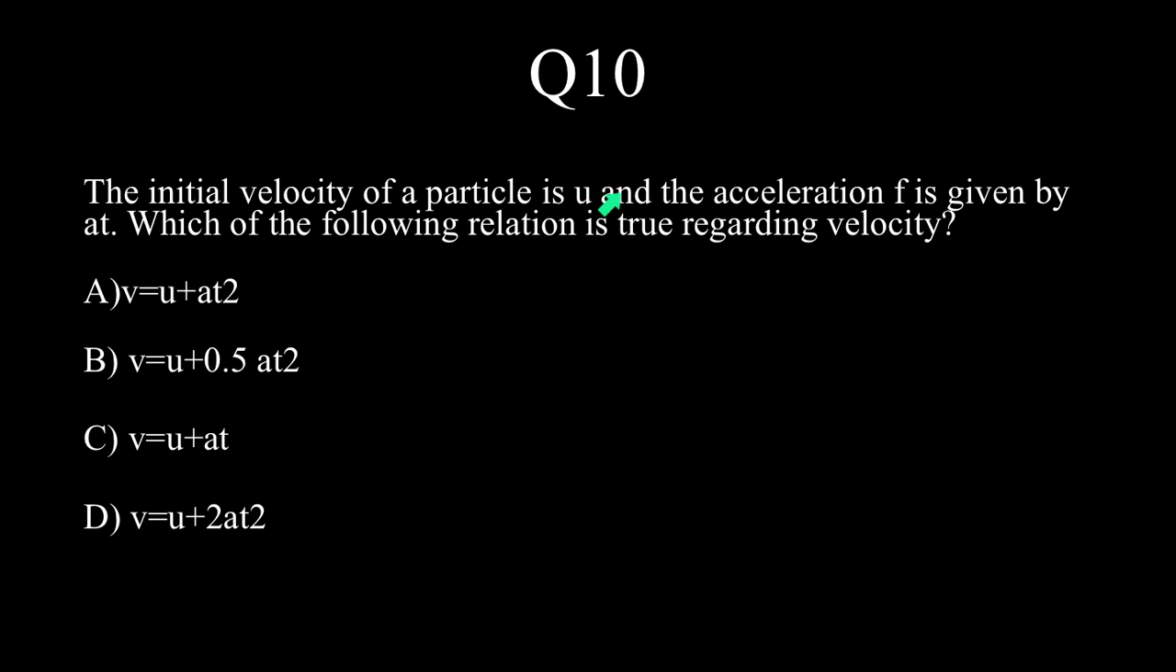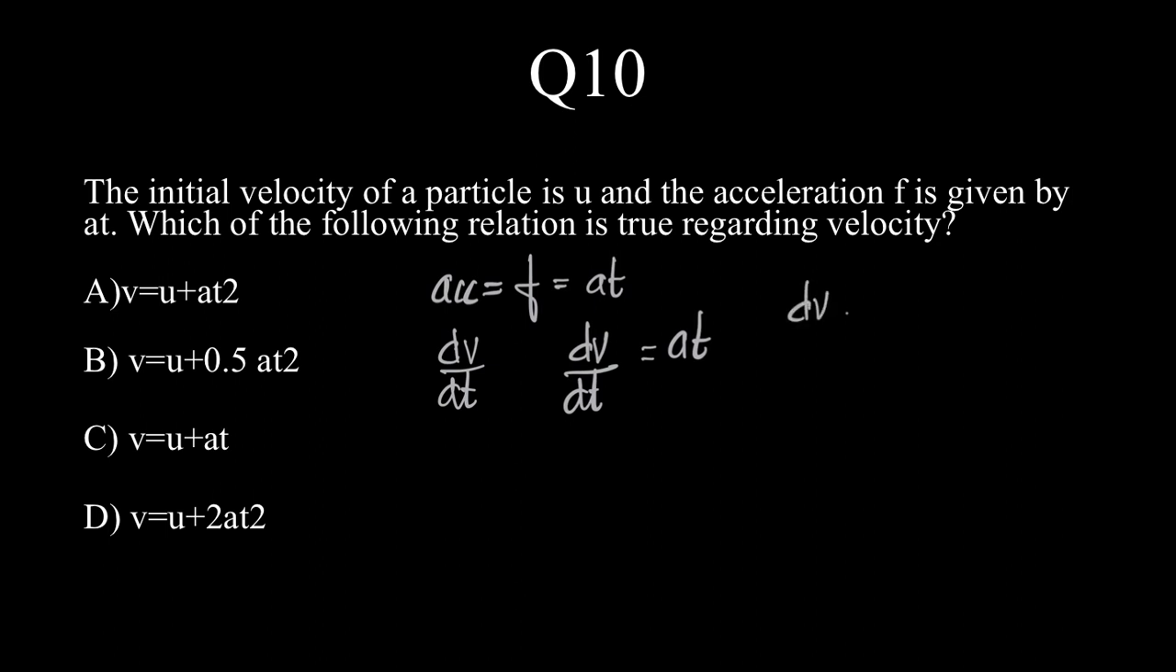The initial velocity of a particle is u and the acceleration f is given by at. Which of the following relations is true regarding velocity? We did a very similar question, so I think we can directly jump into the solution. So acceleration f is given as at. What is acceleration? Acceleration is dv by dt. So we've been given that dv by dt is equal to at, which means dv is equal to at times dt. This equation is in the variable separable form and thus can be integrated.